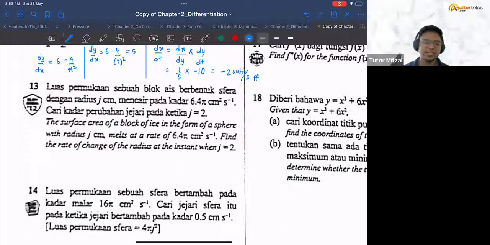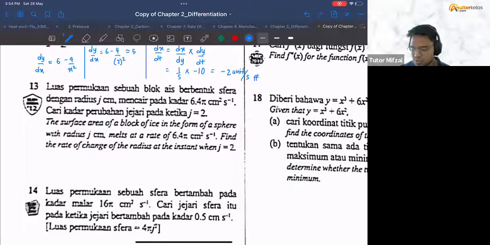So what is given over here? It says given is 6.4 pi centimeter cube per second. Right? That is what is given. And it says here that the block of ice melts. So if it melts, meaning that it is decreasing in size. So if it is decreasing in size, you have to put negative in front of it.